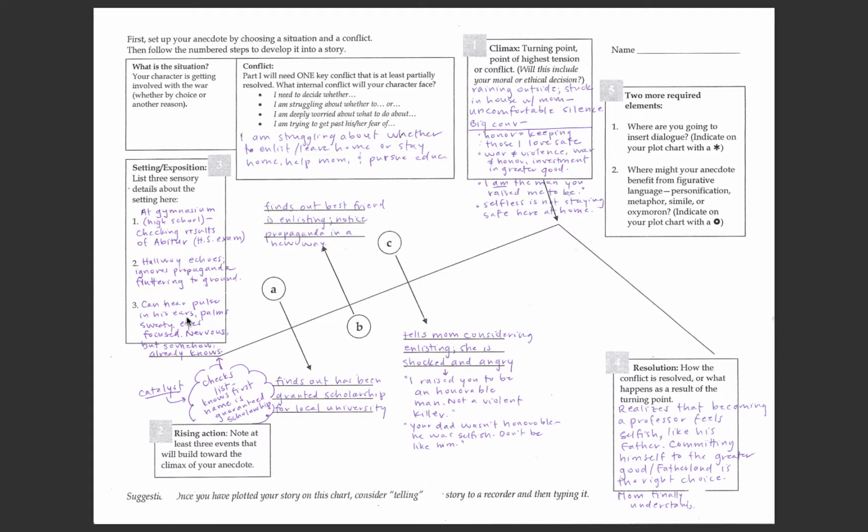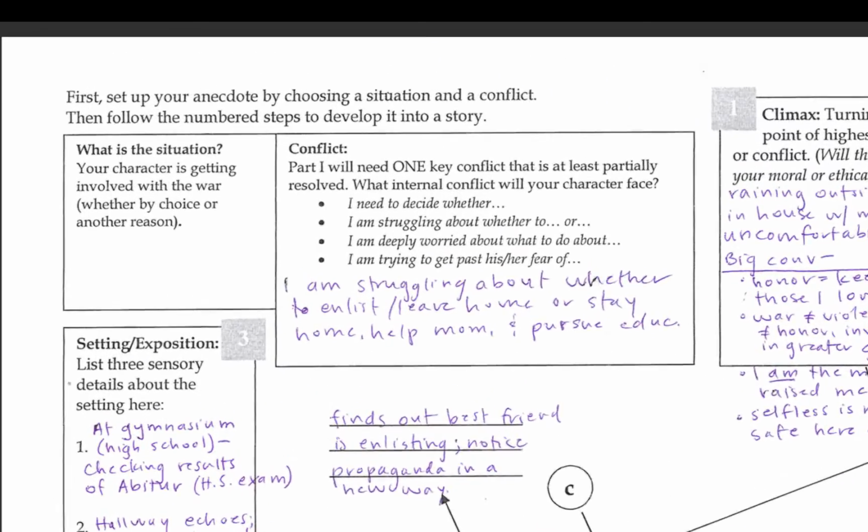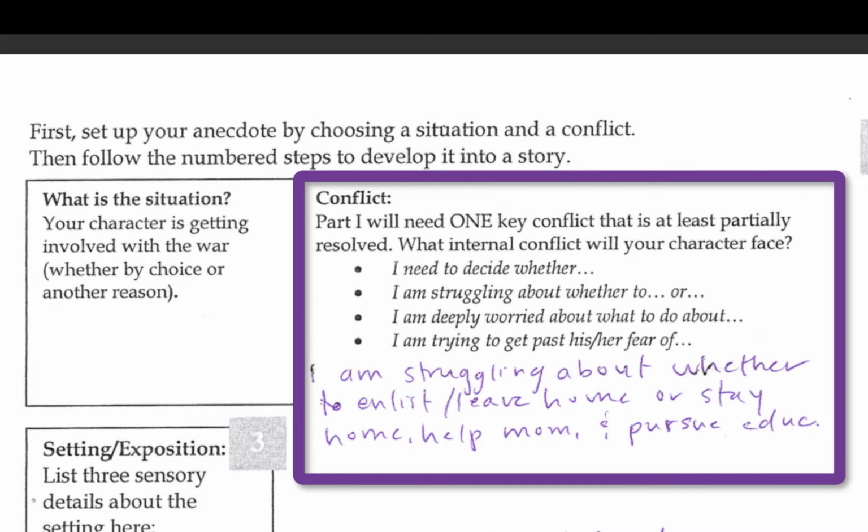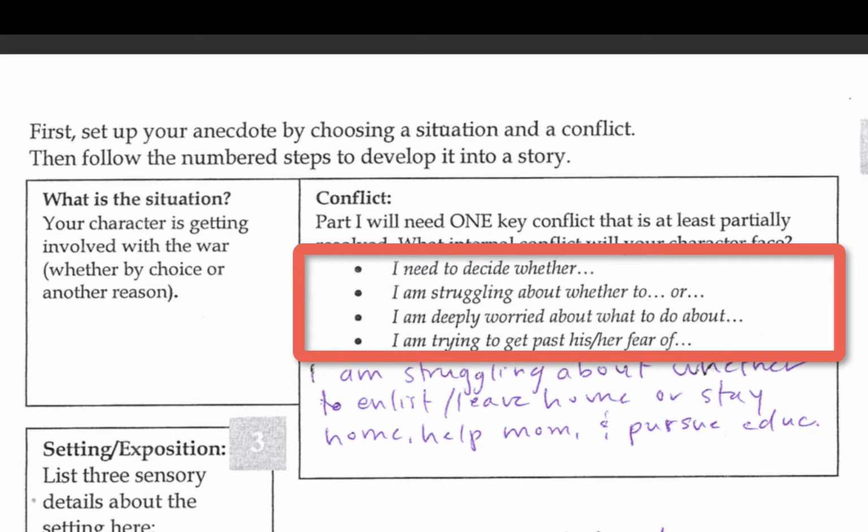First, you want to think about what is the situation. So the situation in part one is that your character is getting involved in the war, whether that's by choice or for another reason. But you've got to come up with the conflict that your character is facing about that. Part one needs one key conflict that's at least partially resolved. So what's an internal conflict that your character could face? And you see some sentence starters there to help you figure out how to say that.